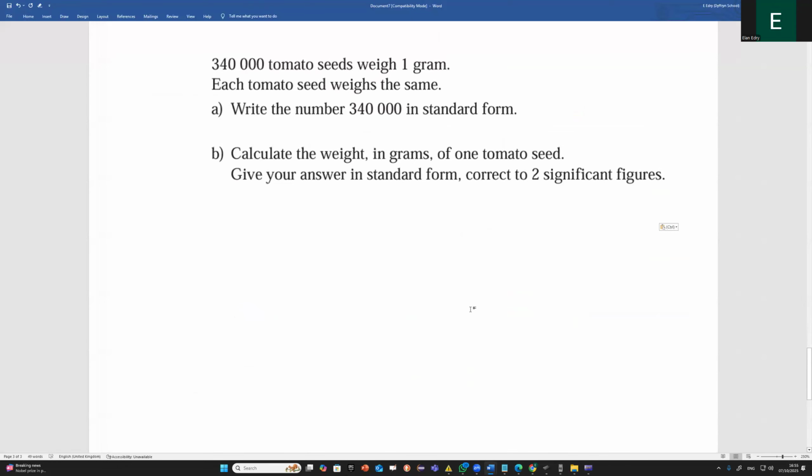This is a good question here. 340,000 tomato seeds weigh 1 gram. This would probably not be a calculator question, actually. First of all, we want to write the number 340,000 in standard form, so have a go at that.